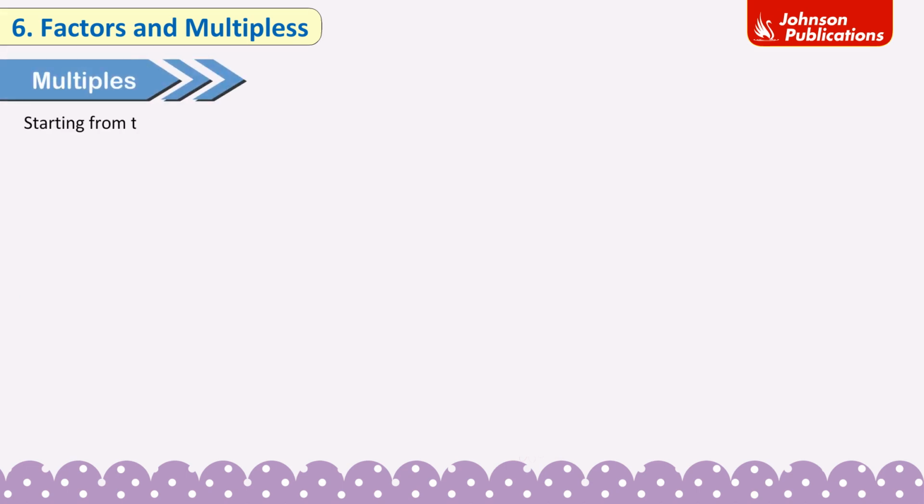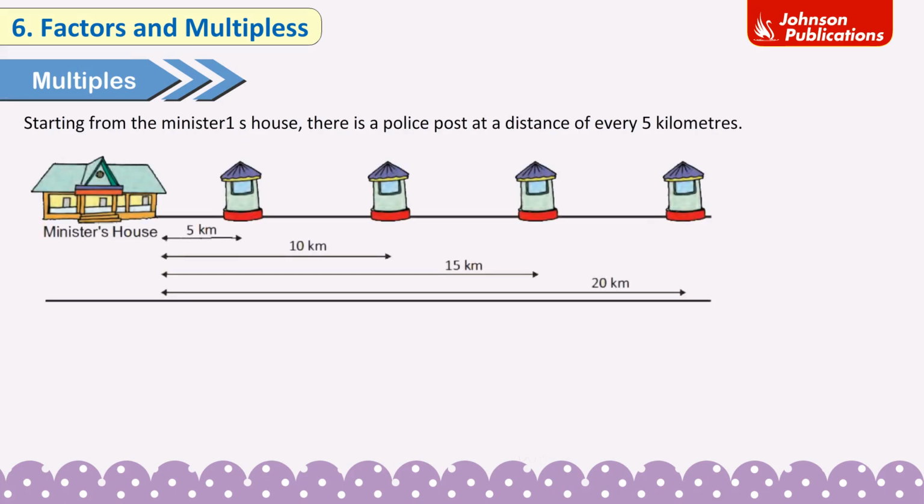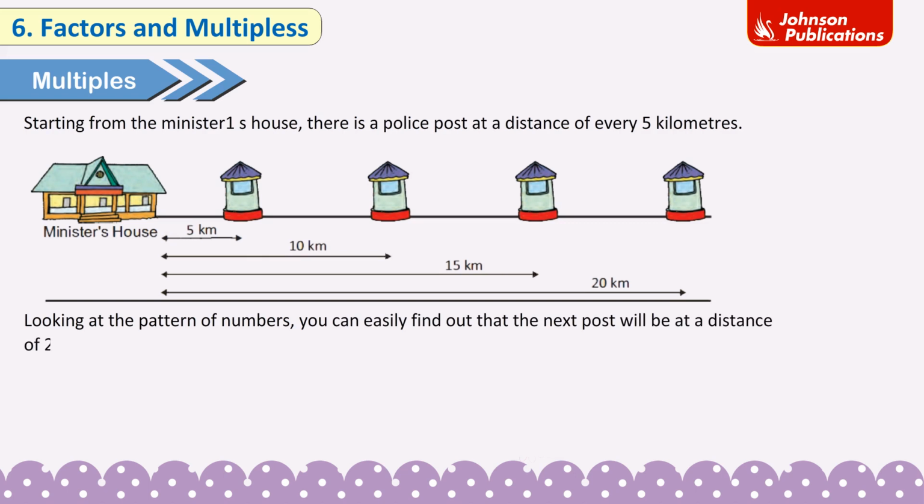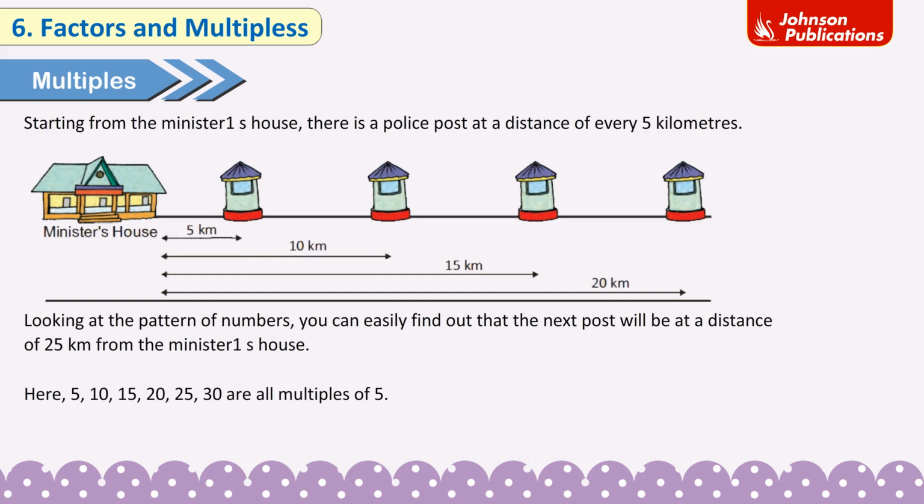Multiples. Starting from the minister's house, there is a police post at a distance of every 5 kilometers. Minister's house, 5 kilometers, 10 kilometers, 15 kilometers, 20 kilometers. Looking at the pattern of numbers, you can easily find out that the next post will be at a distance of 25 kilometers from the minister's house. Here, 5, 10, 15, 20, 25, 30 are all multiples of 5.